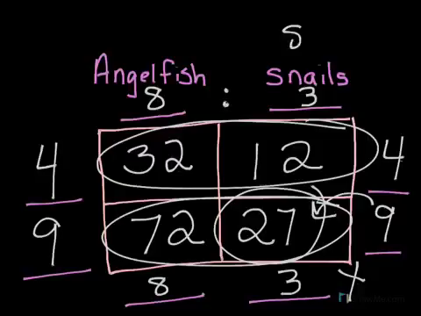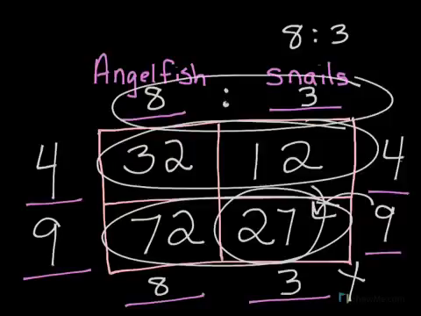So I have a basic ratio of 8 to 3. Remember, these ratios are equivalent if they have the same basic ratio. If we were to fill out a ratio table, I would find these ratios on it.